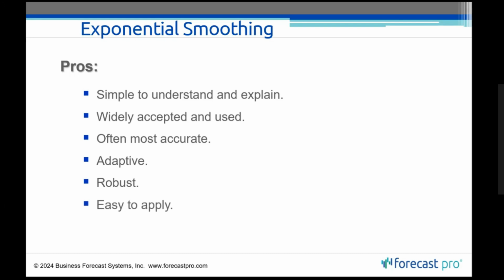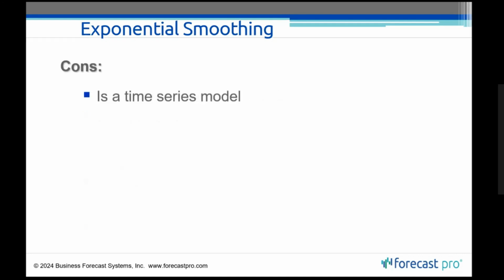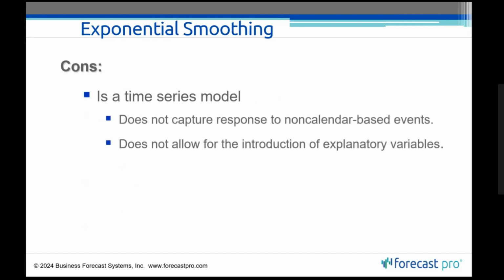And that's pretty useful, particularly if you're forecasting lots and lots of items. If I'm forecasting thousands of SKUs, the fact that I can automate exponential smoothing is rather convenient. Okay, so that's the upside. What about the downside? Well, exponential smoothing is what I call a time series method. And what I mean by that is it's going to generate the forecasts strictly based on the past history of what you're trying to forecast.